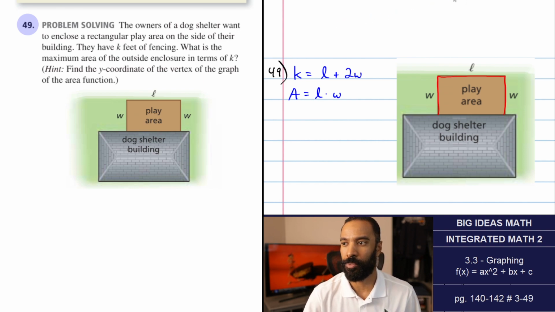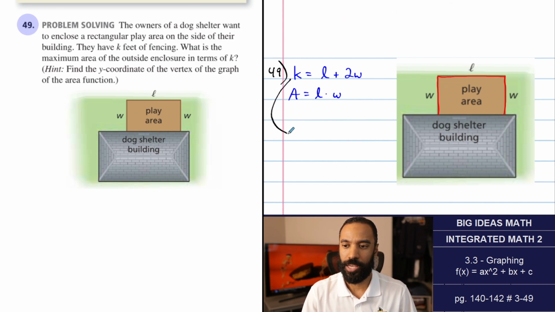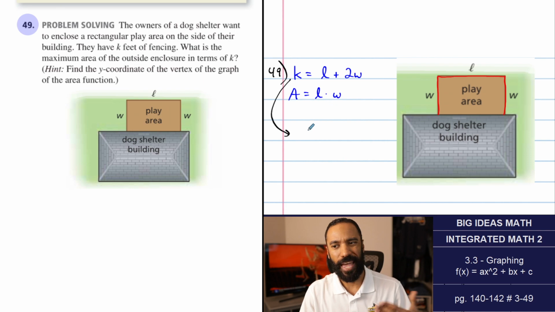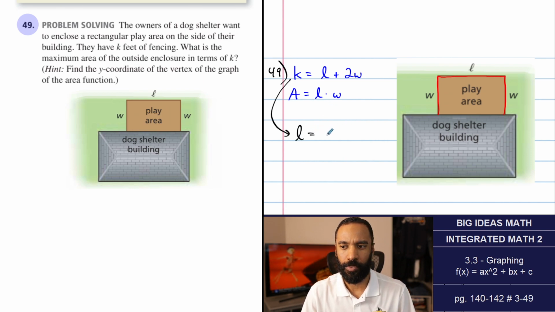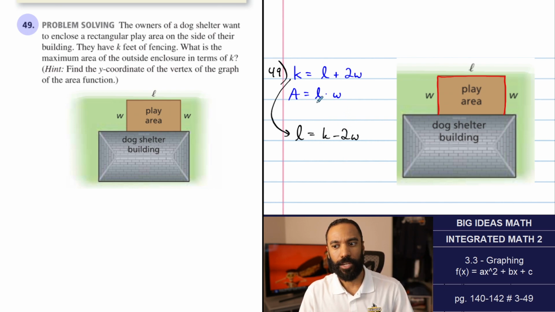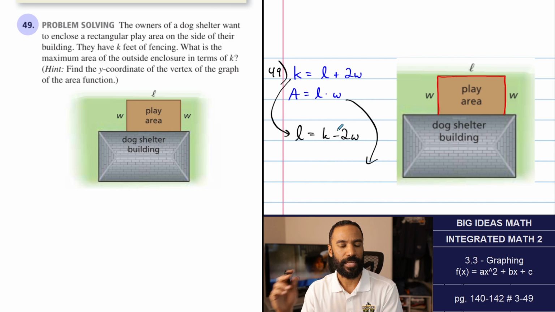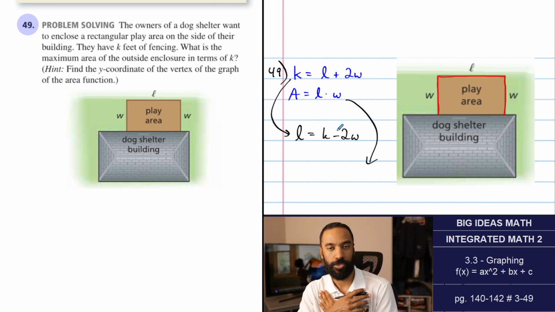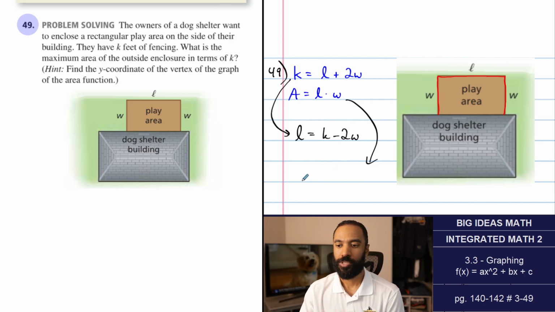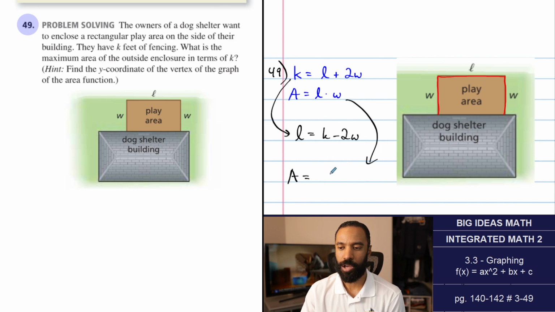So here's what I'm going to do. I'm going to take this equation and just get L by itself. L equals k minus 2w. Now I can go to the area equation and write a model. Before I was thinking, wait, that's a third variable, but I can use k in my answer, so that's good. So the area being length times width is also k minus 2w times width, like that.